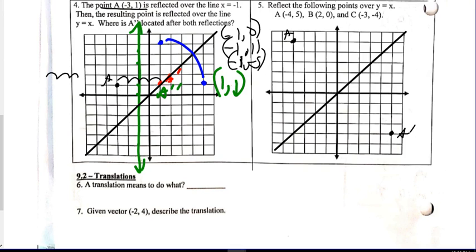Okay? Can you see how that is reflected over that line, like so? Hopefully. All right, B, is it 2, 0? That's right here. So there's one part of my triangle. Well, where is B prime going to be? That's 0, 2.